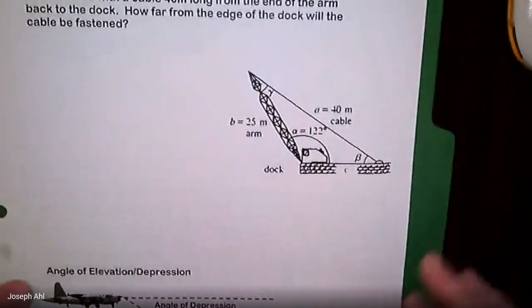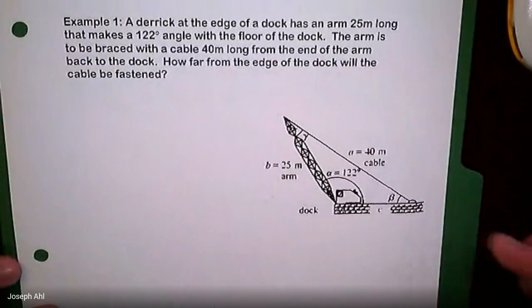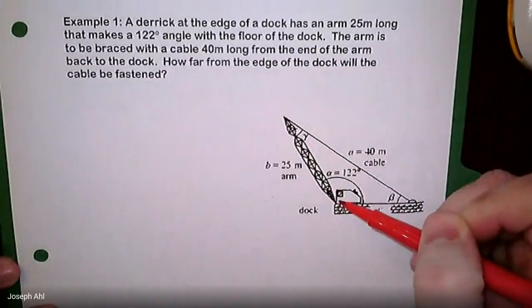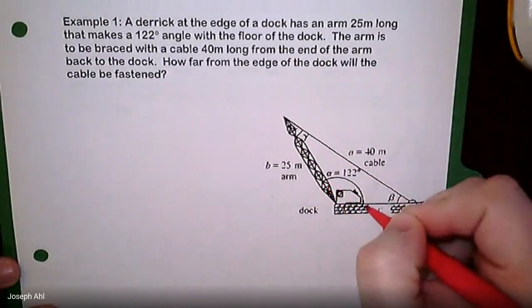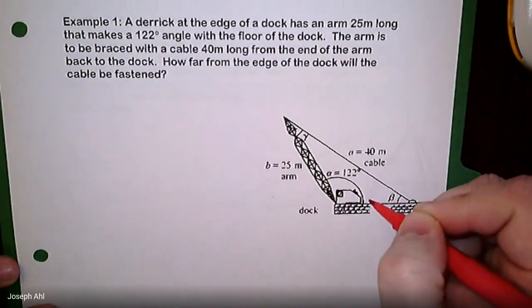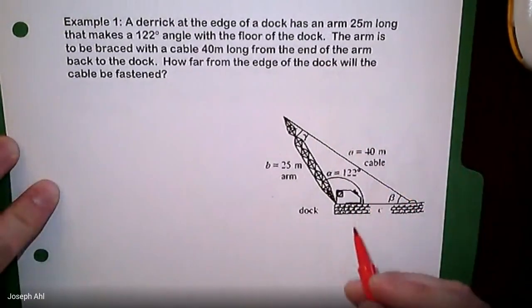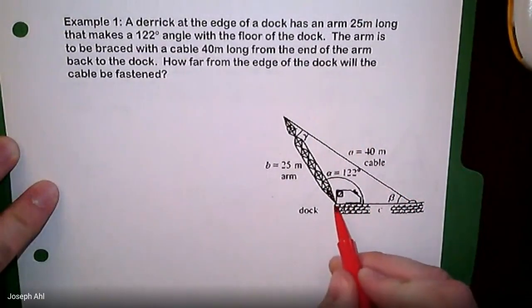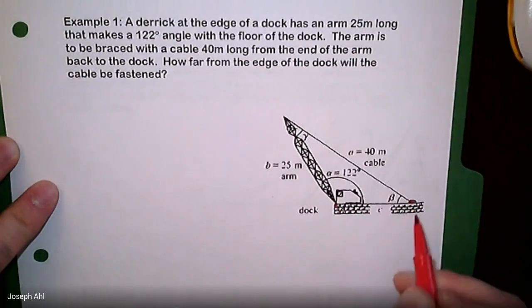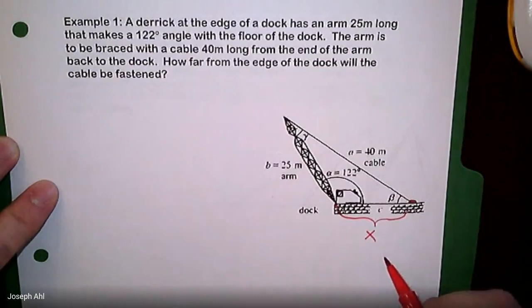So in this example at the top here, it says that we have a derrick at the edge of a dock. So that's this thing right here. And it makes an angle of 122 degrees with the floor of the dock. Based on some other measurements that are given, the cable that it's being braced with is 40 meters long. We want to determine how far from the edge of the dock must the cable be fastened. So that's this distance right here.